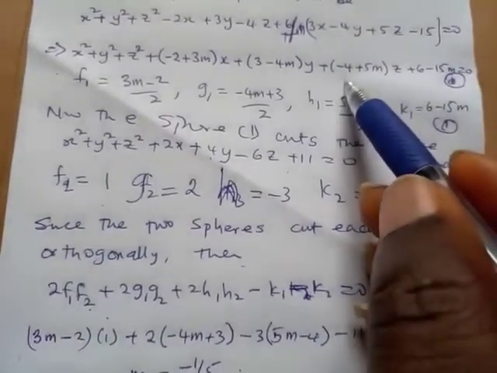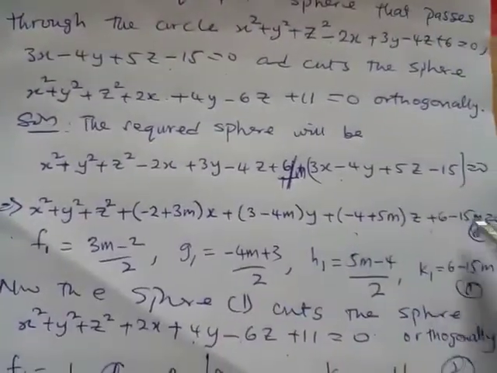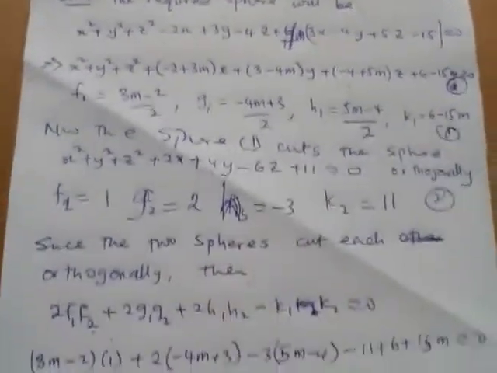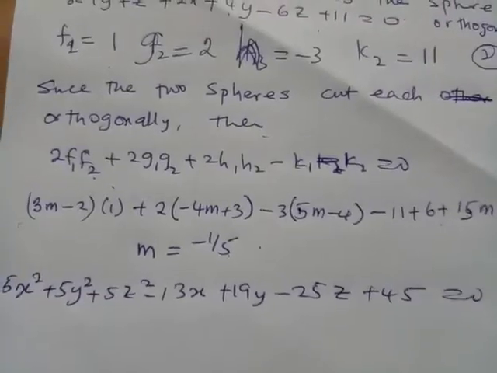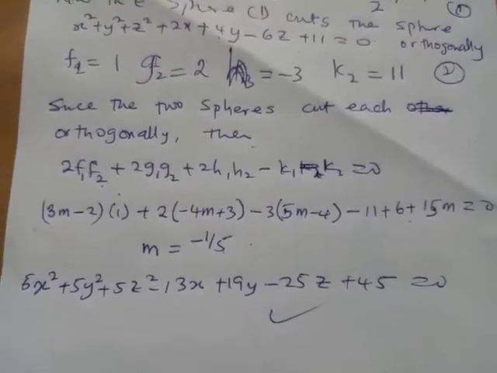So we can now substitute minus 1 over 5 into this place. Wherever we see m, we substitute. And when we do so and we simplify, I'm talking about this one or this, any of the two, we are going to get this as the required equation of sphere.